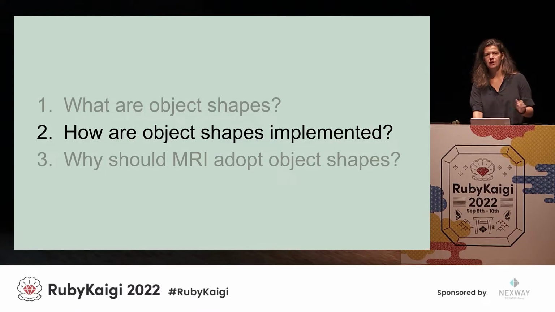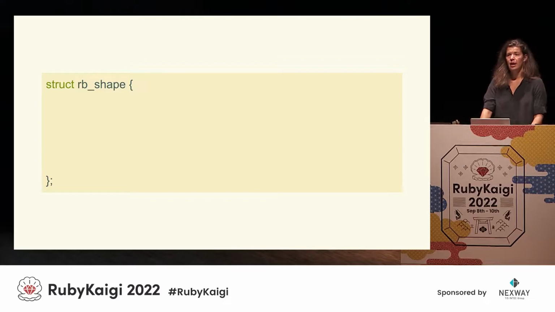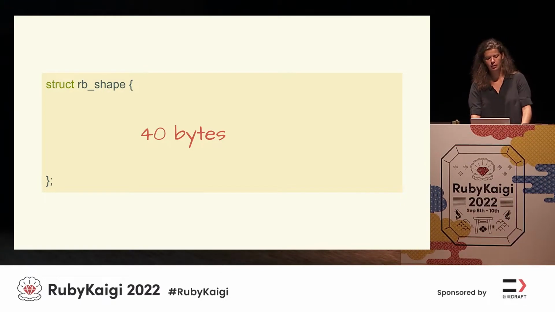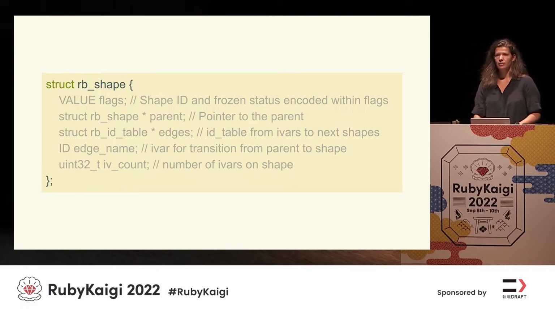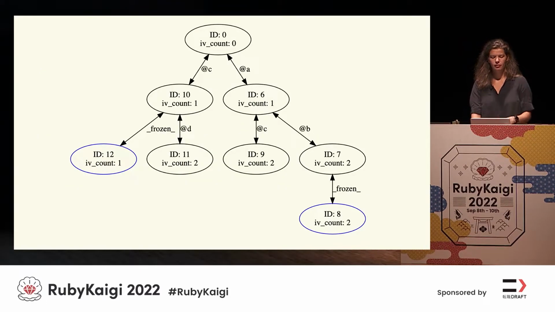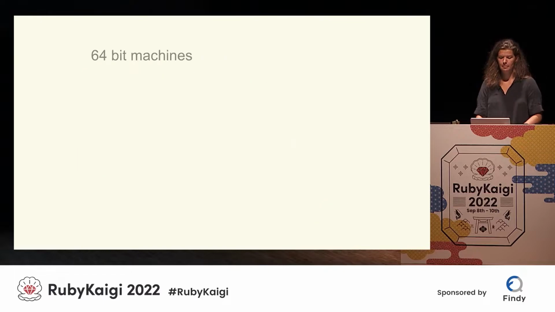OK, so now that we've discussed what object shapes are, let's talk about our implementation, the thing we've been working on. So at its core is this RB_shape struct, which is 40 bytes, so it fits exactly in an RVALUE, which we'll see will become important in a moment. And within this RB_shape struct, we have flags. And on the flags, we set the shape ID. So if we look again at our shape tree, we can see examples of shape IDs here. One shape with ID 0, one shape with ID 10.